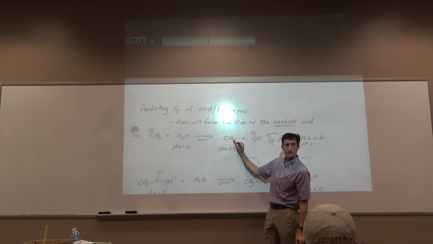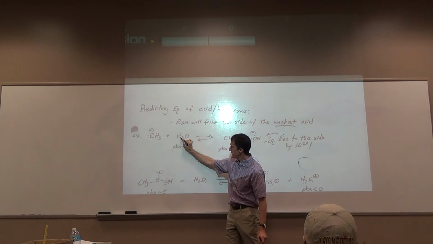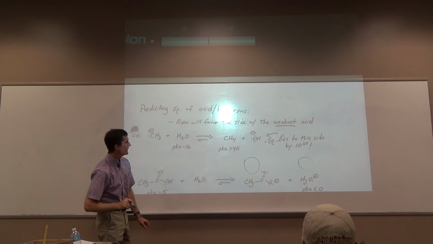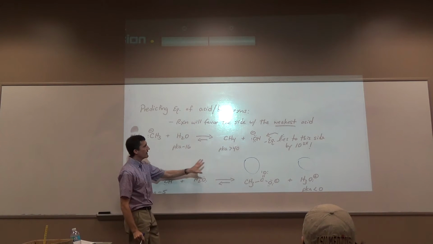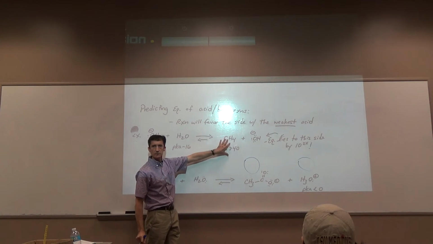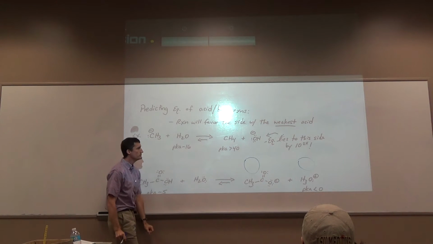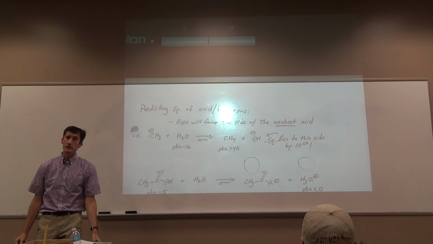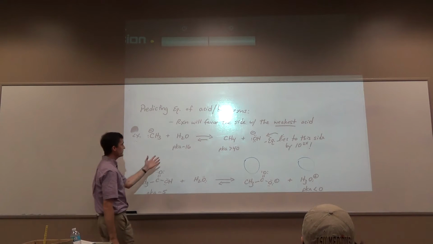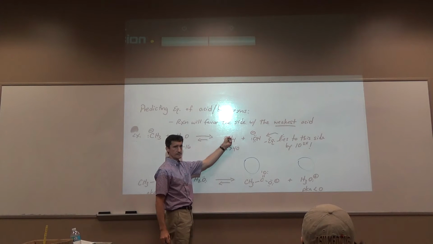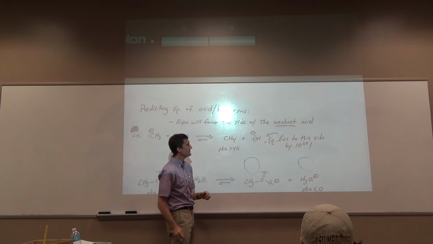This guy has the H on this side. Water has the H on that side. pKa for each. Okay? Which side is favored? The side with the weaker acid is going to be favored. Which is a weaker acid, water or methane? You should know that from looking at structure. But you can also know that from looking at pKa's. Much higher pKa. Weaker acid. This side is thus favored.